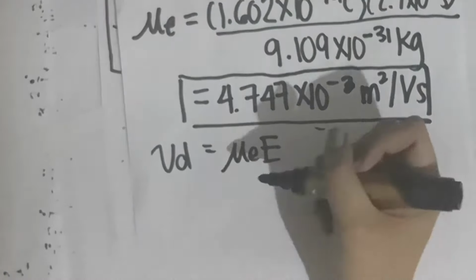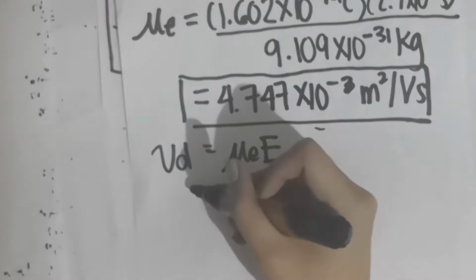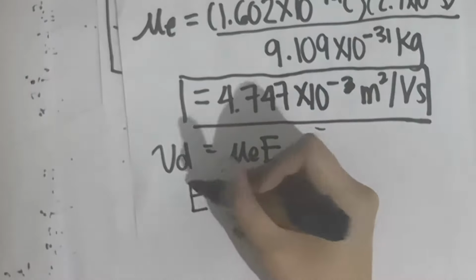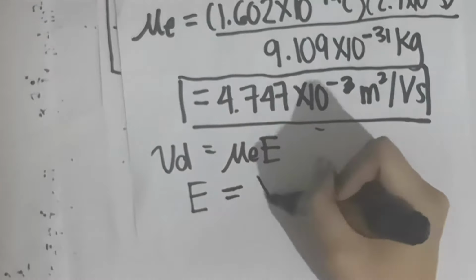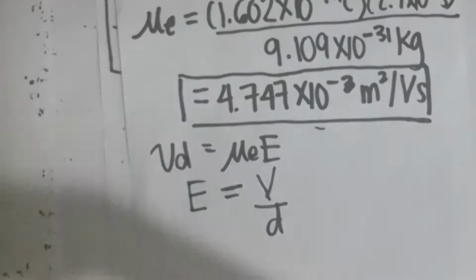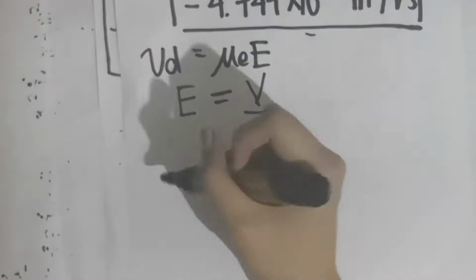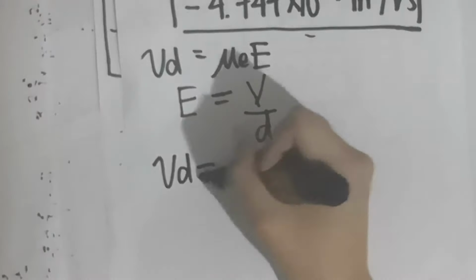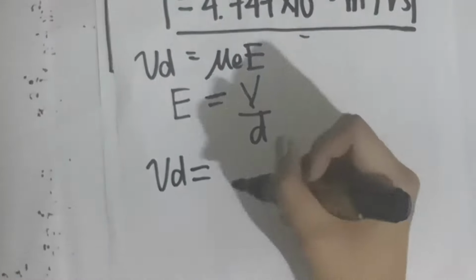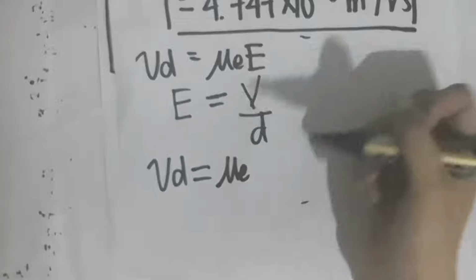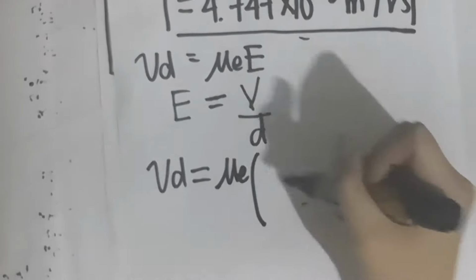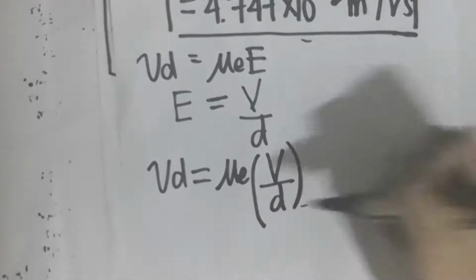So using this equation, we can first solve for the electric field. The electric field would be V over d. Therefore, we can substitute that into the original equation. Therefore, the drift velocity is equal to mu sub E multiplied by E, which is V over d.